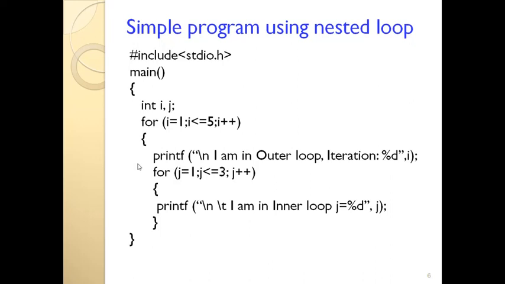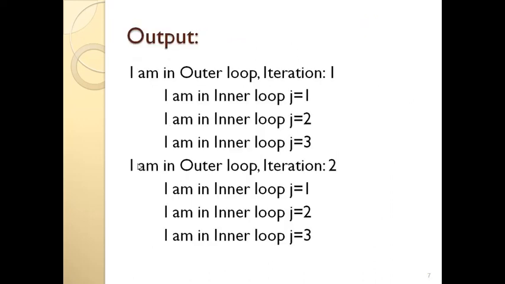This is the program. Now the expected output is: I am in outer loop iteration 1. I am in inner loop j equal to 1, 2, 3. I am in outer loop iteration 2. I am in inner loop j equal to 1, j equal to 2, j equal to 3. Now we will see the output. We will execute the program in the C compiler and check how the flow of execution is going on.